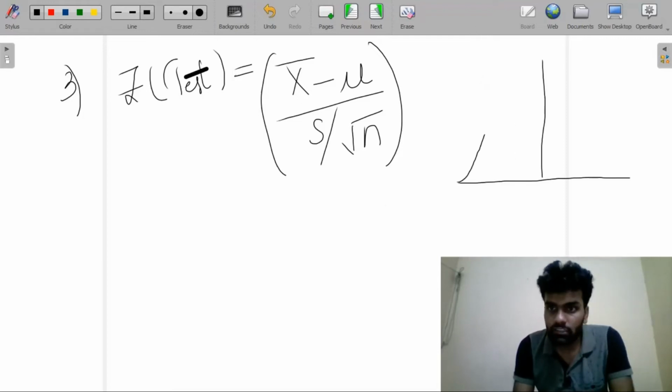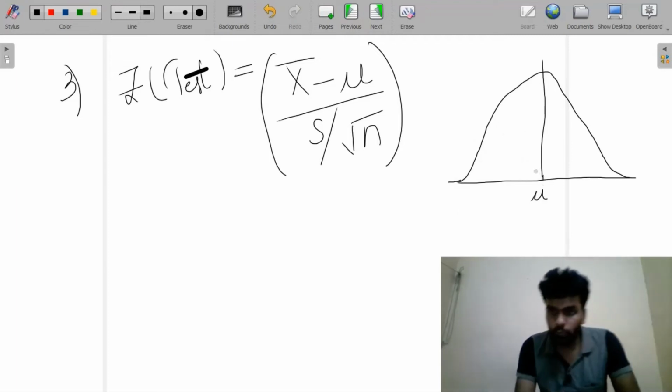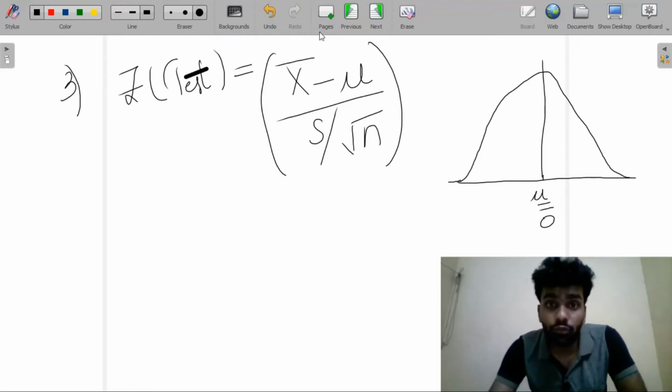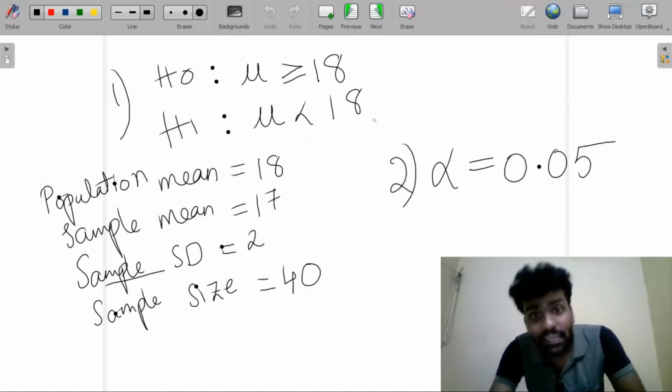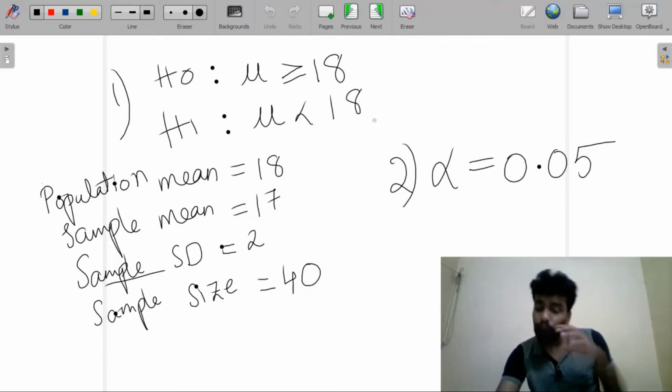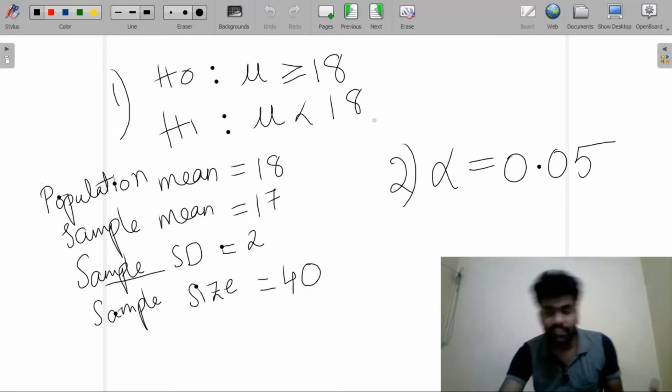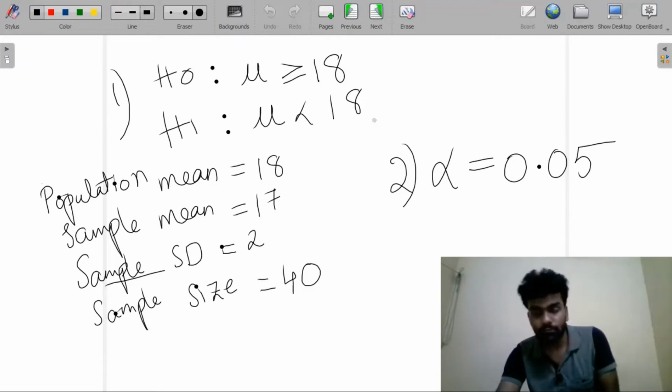This is the standard normal distribution, and this is the mean mu. Since it is a standard normal distribution, mu is equal to 0. Now, looking at our previous slide, the alternate hypothesis H1 is mu less than 18. Since it is less than 18, it is on the left side, so we want to perform a left tail test.